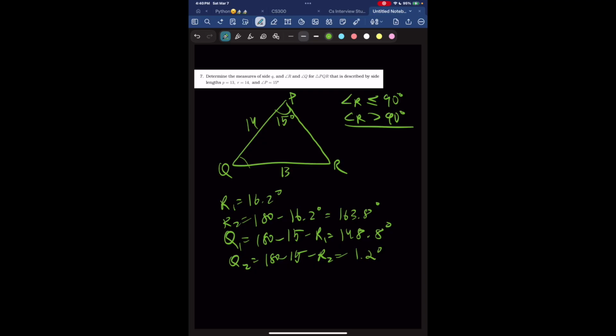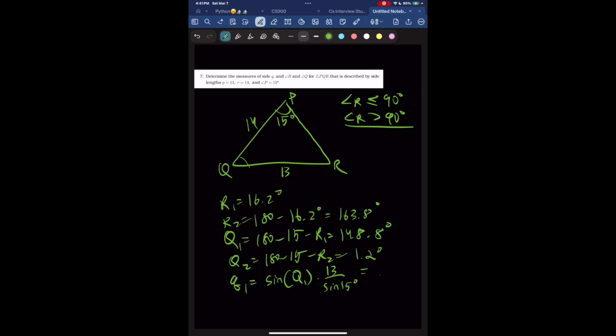Great. So with Q1, we can find little q1, which is going to be sine of big Q1, right, times 13 over sine of 15 degrees. Great. Sine of 13 times that. Perfect. So this is the isolation.